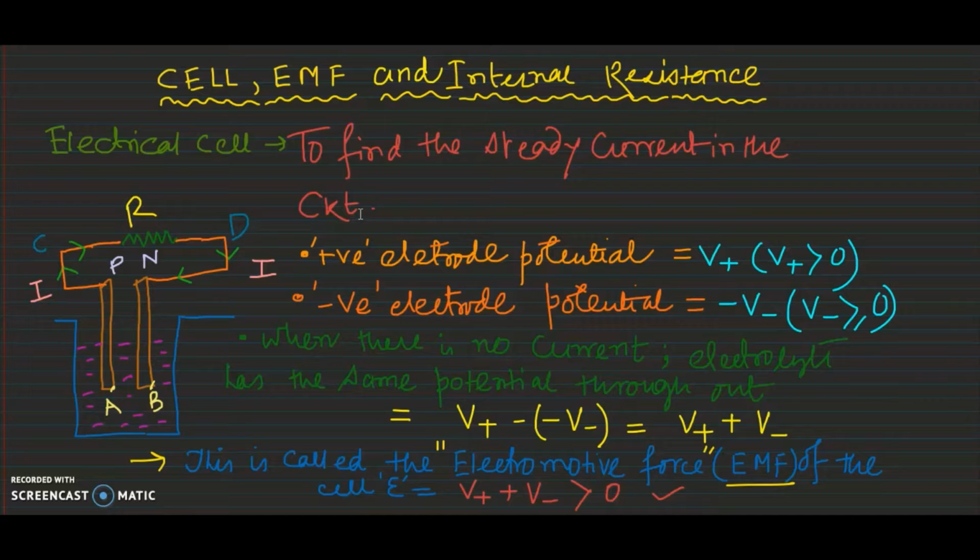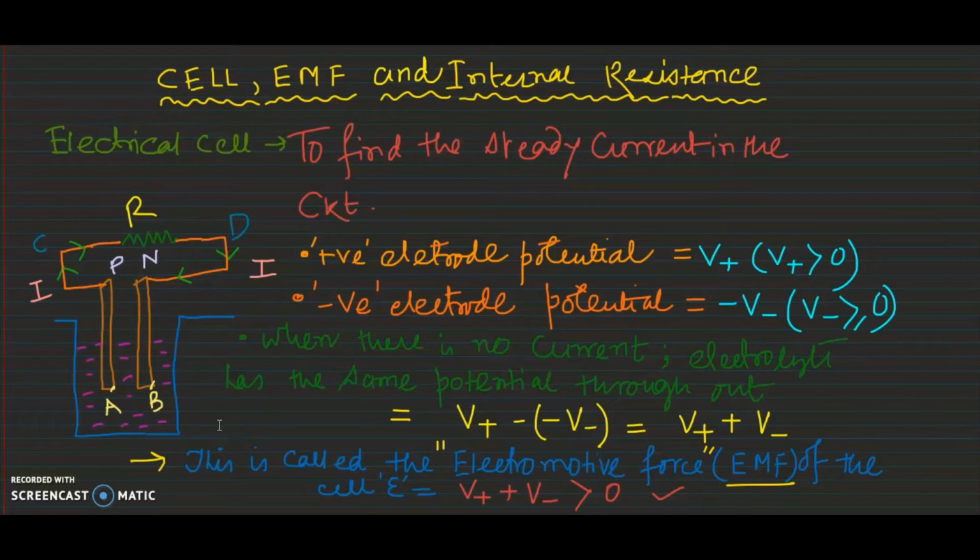We have already discussed that we need to find a source for the steady current in the electrical circuit, which can be provided by the electrical cell. Now the electrical cell has two electrodes, as you can see from the figure. One is the positive electrode and one is the negative electrode. The positive electrode is marked here as capital P and the negative electrode is marked here as capital N.